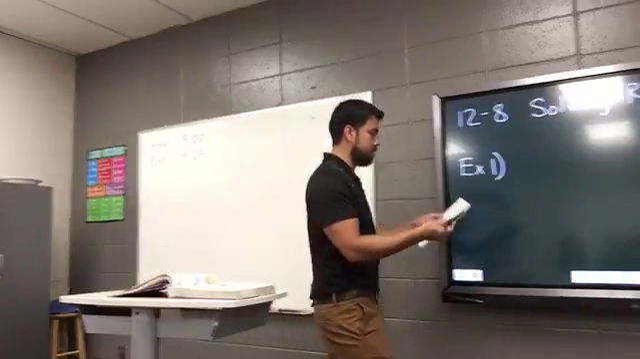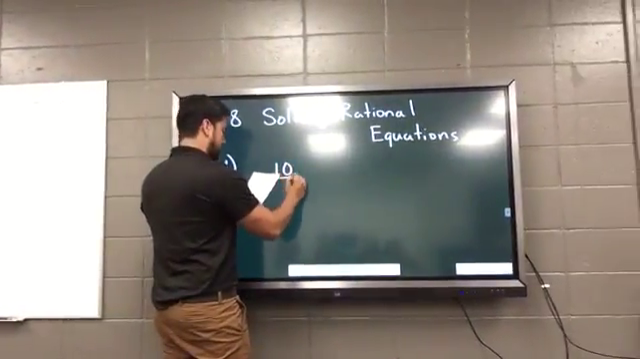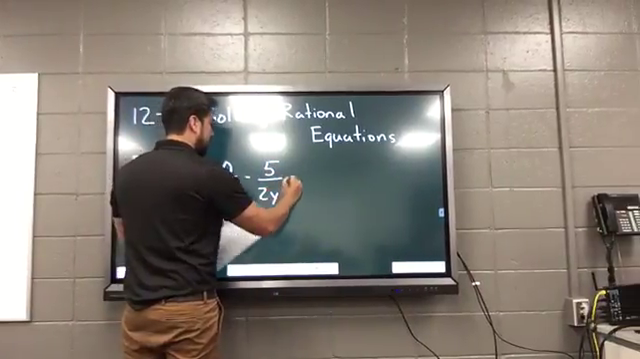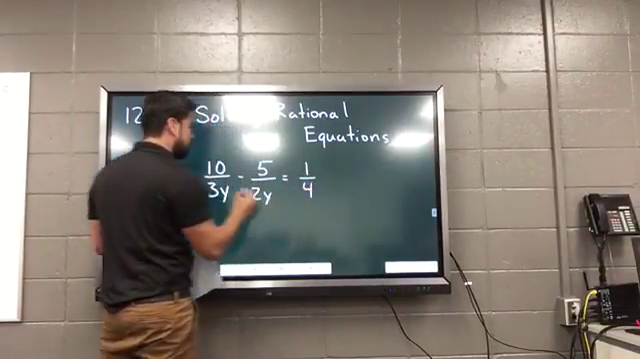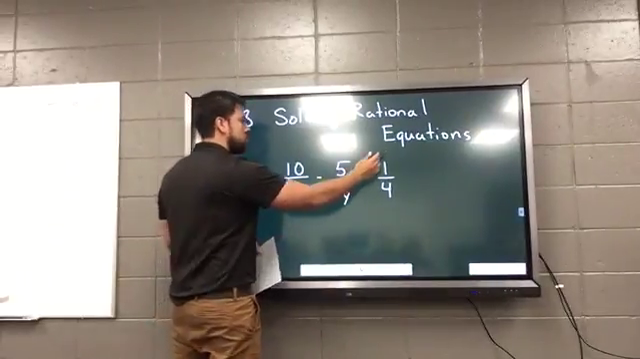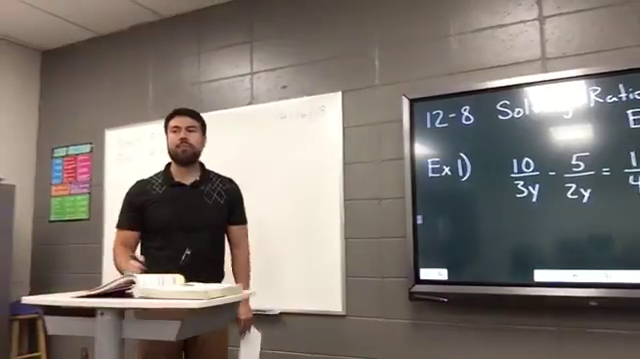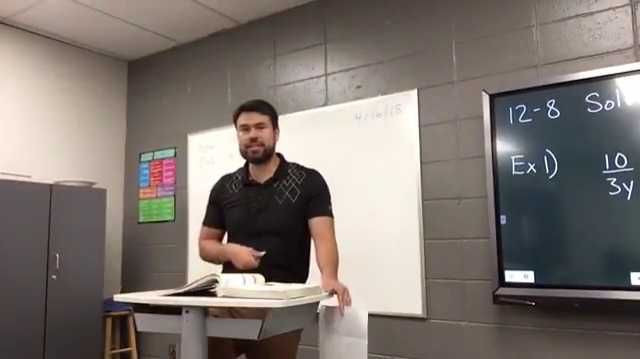So the first problem here: 10 over 3y minus 5 over 2y equals 1/4. This is a rational expression, and with an equals sign, that's what we call a rational equation. Now, what makes this problem tougher to deal with? What would you guys say?